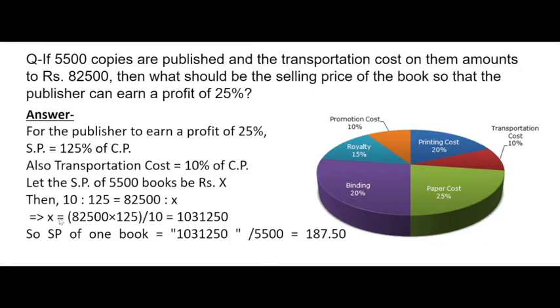Here we need to find the value of X, which will come to 82,500 into 125 divided by 10, which will come to the value 10,31,250. So to calculate the selling price of one book, we need to divide this amount by 5,500 books, and by that the unit price of a single book will come, which will be 187 rupees 50 paise.